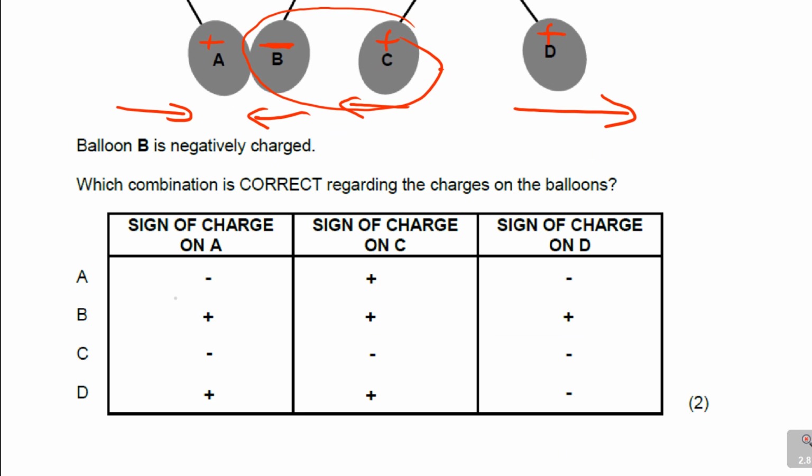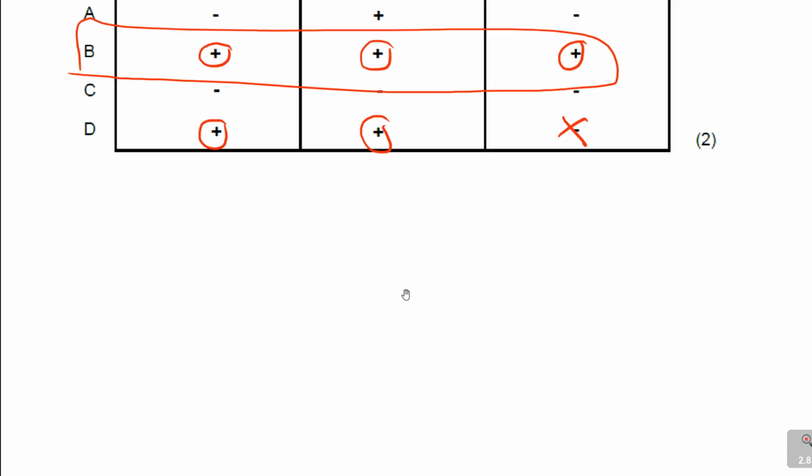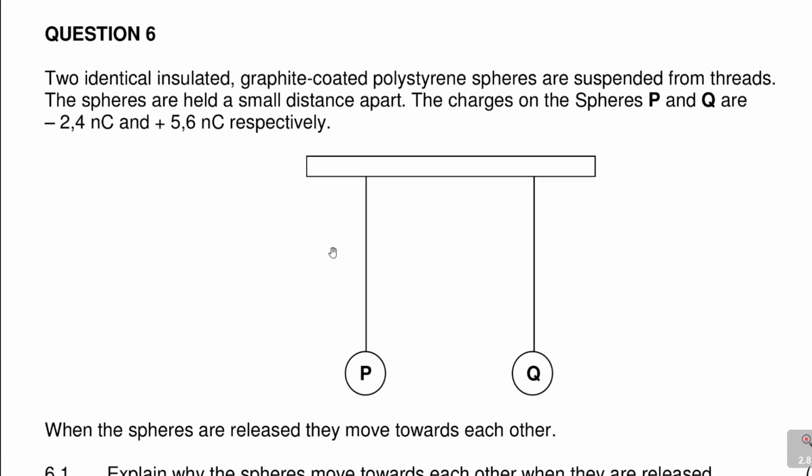Which answer is it? It's either this one or this one. And then on A, I see the sign of charge is positive, and then on C, C can be positive, yes, and positive is still working, but D can't be negative. So this is the answer. The answer there becomes B. So that's how you analyze some of these questions. All right. Let's look at more structured questions here so that you can understand what's happening.